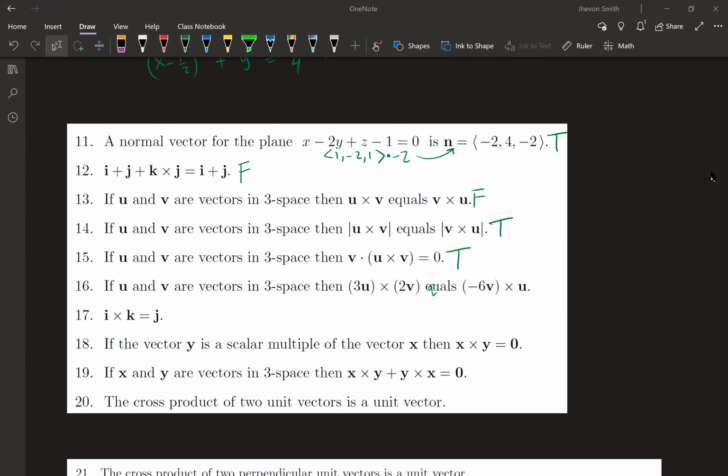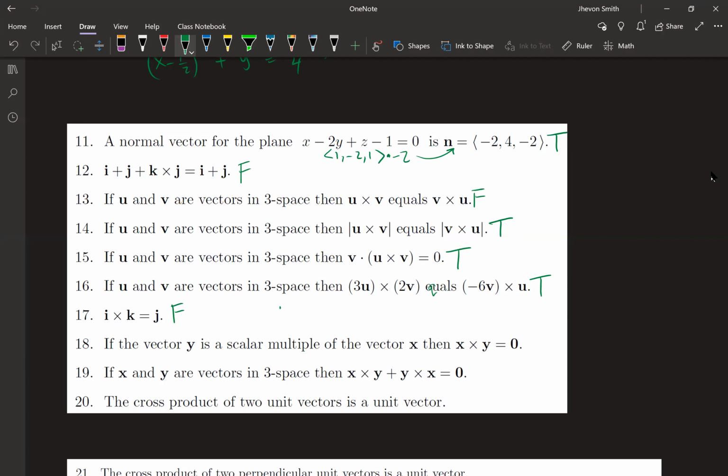True with a question mark. That's actually true. When you switch the order of the cross product, you get the negative, and remember, you can factor constants out. So those were applying two properties. i cross k is j. False. i cross k is minus j.